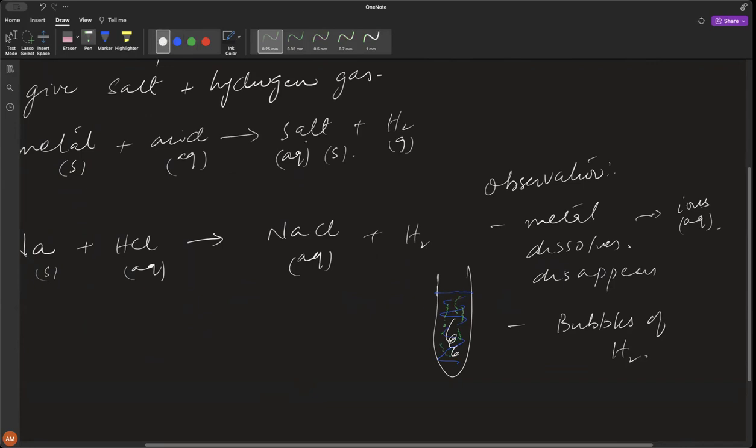And there's a test for it. What is the test? A pop test, right? A squeaky pop sound is made if you bring a glowing splinter, a glowing matchstick, a lightened wood splint over it. It is going to create a squeaky pop sound. Right? This is the test.